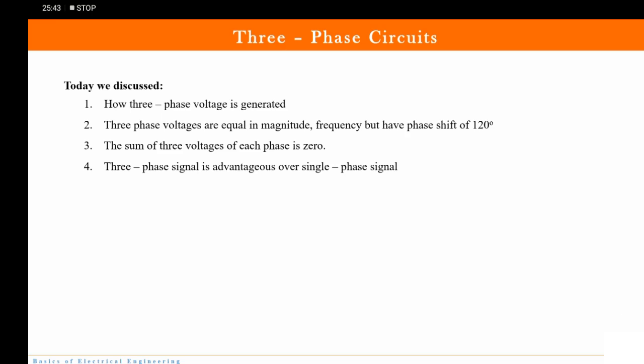So at the end we shall discuss what we learnt today. Today we learnt how three-phase voltage is generated, and we also learnt that three-phase voltages are equal. We are talking about the balanced system. These voltages are equal in magnitude and frequency, but they have a phase shift of 120 degrees. Then we also learnt that the sum of these voltages is 0. And secondly, we also saw that a three-phase signal is advantageous over a single-phase signal. So by this, we come to the end of today's lecture. We shall meet in the next lecture. Thank you.